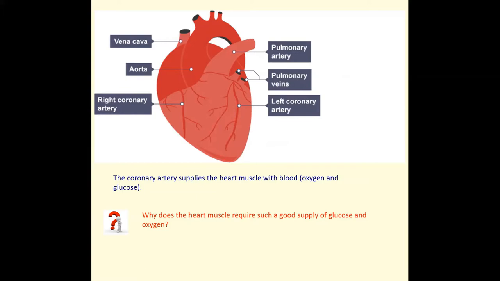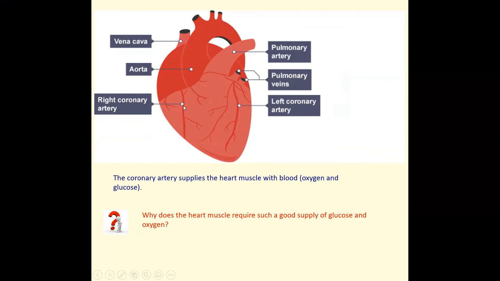If your resting heart rate was, say, 60 beats per minute, and that's just resting, then how many beats does the heart make in an hour, in a day, in a year, in a lifetime? It's a huge number of beats. So it's a very, very active muscle. And because of that, it needs a really good supply of glucose and oxygen so that it doesn't stop being able to work. So hopefully that makes sense.